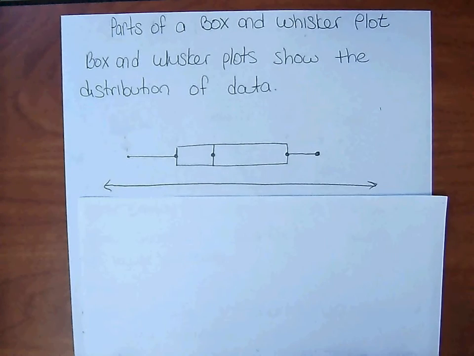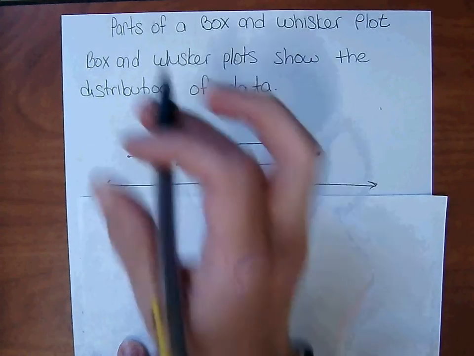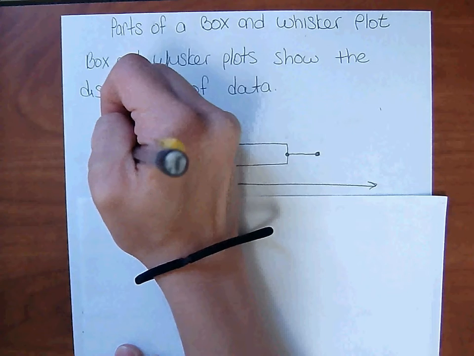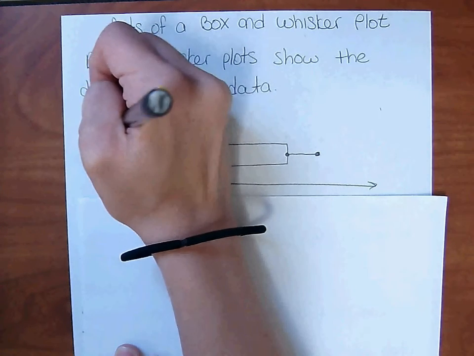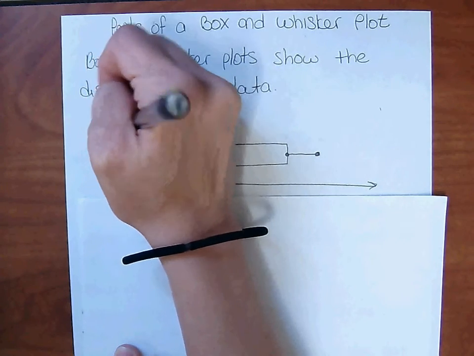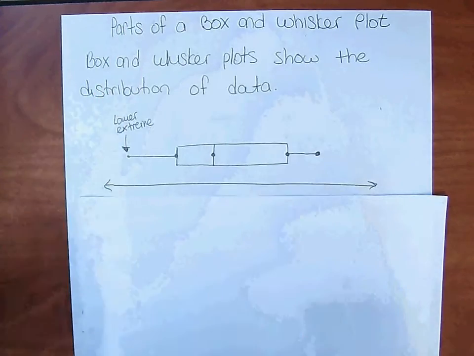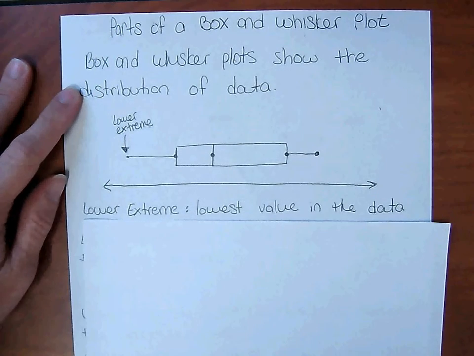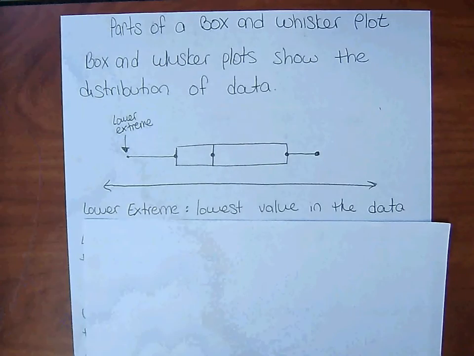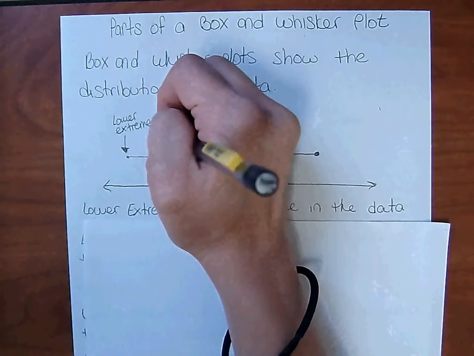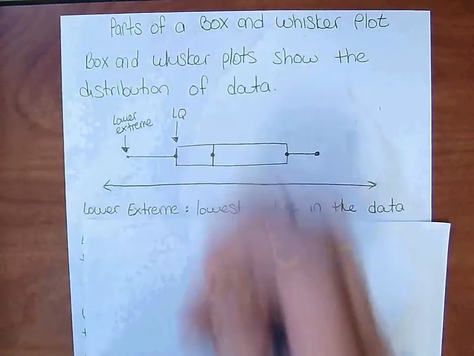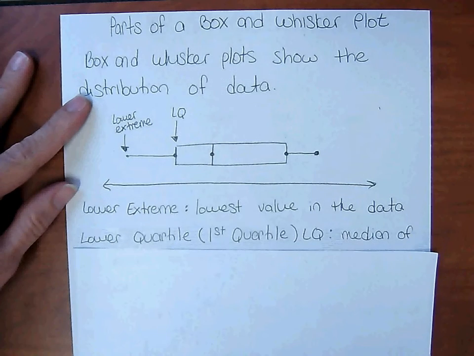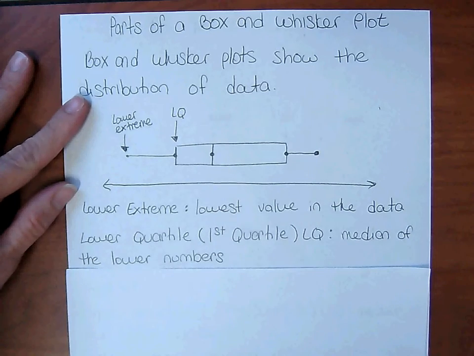So going from left to right, the first data point on a box and whisker plot represents the lower extreme. And the lower extreme is the lowest value in the data. Next is the LQ, and LQ stands for lower quartile or first quartile, which is the median of the lower numbers.